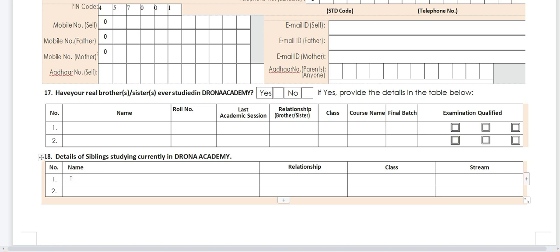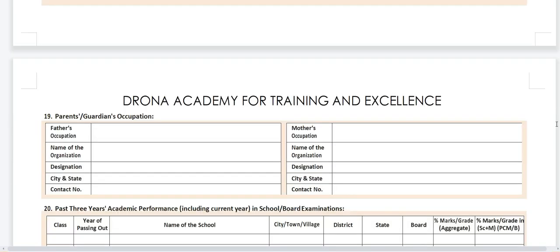Now when we come to point 18, details of the siblings studying currently in the Drona Academy. Here, if there is no real brother or sister currently studying, but you have any of your siblings, let's say a brother or sister, you can provide the name, the relationship which is currently applicable here, the class and the stream. You can just write if they are in 11th or 12th. There you can write the stream that they belong to, the science, maths, or accountancy part.